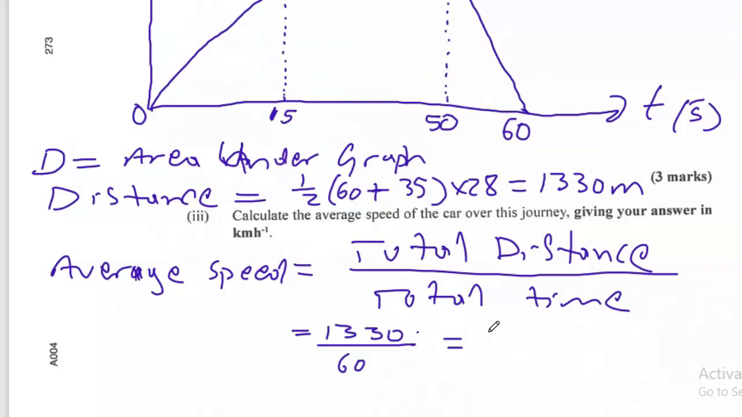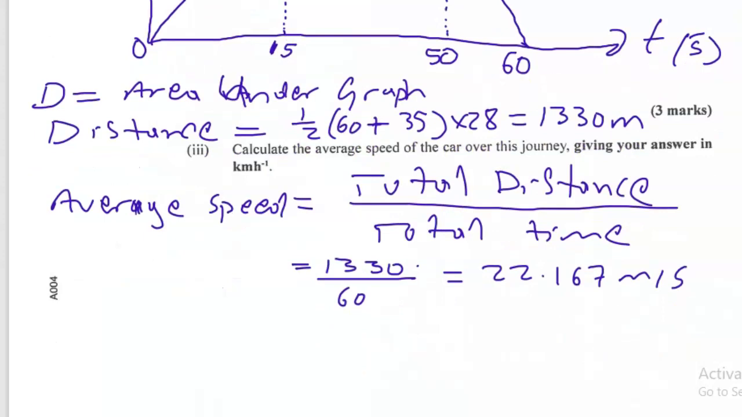That's 22.167 meters per second. But the question wants the answer in kilometers per hour. So we have to convert the meters to kilometers, and convert the seconds to hours. So 22.167 meters per second.